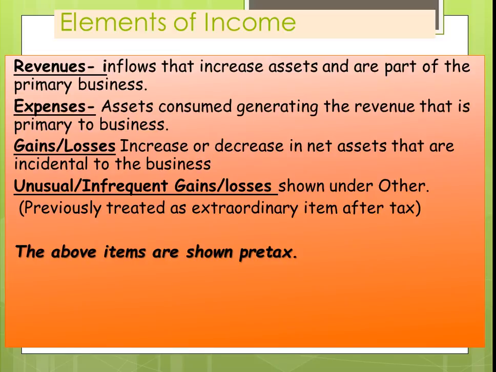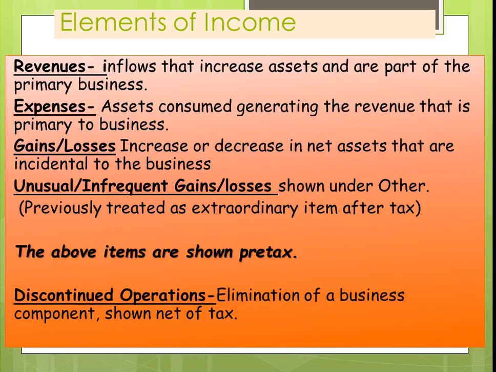Once we show net income from continuing operations, which is net of tax, then we have a few items that will be shown net of tax. Discontinued operations is one. This is when we eliminate a business component, and this is always shown net of tax. And the minute we make the decision, we have to start isolating all the expenditures and revenues from that particular operation.